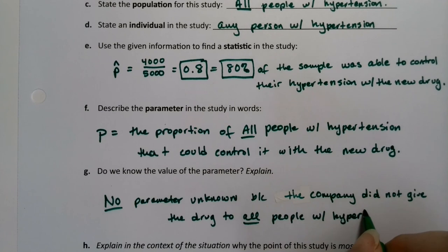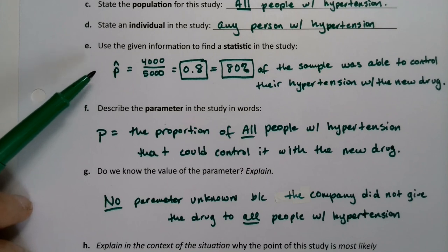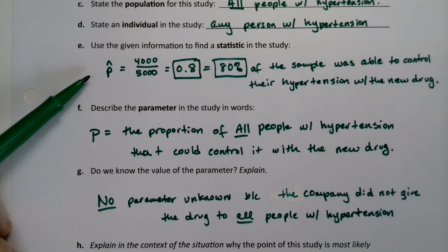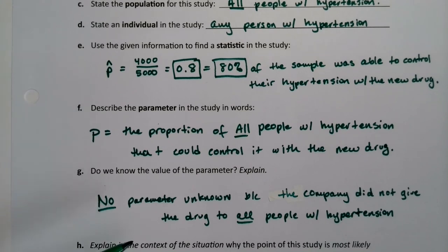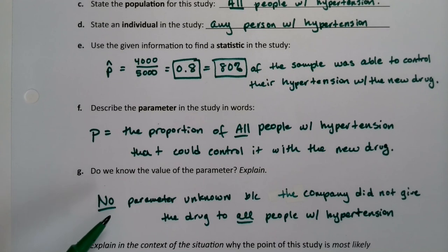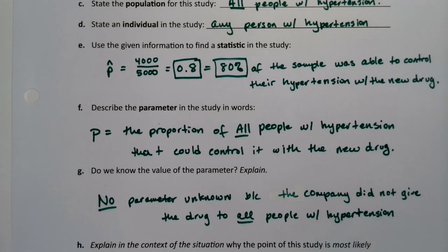And let me just reiterate what I said on the previous page. The statistic is known. We know 80% of that sample was able to be helped. Their hypertension was able to be helped by this new drug. We don't know the parameter. There is some percentage of all people with hypertension that would be helped by this new drug, and we don't know what it is. We guess it's close to 80%, but we don't know.